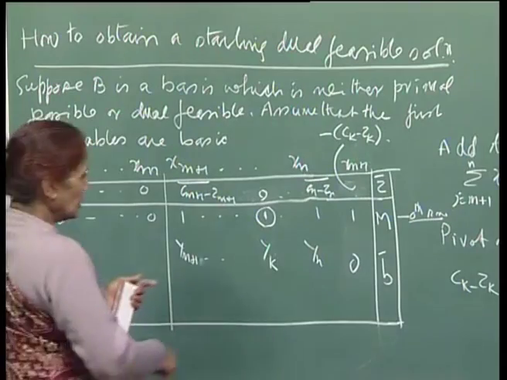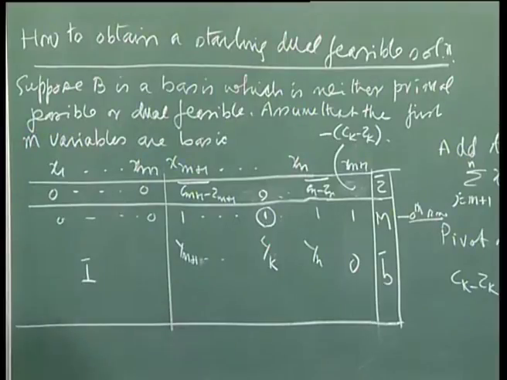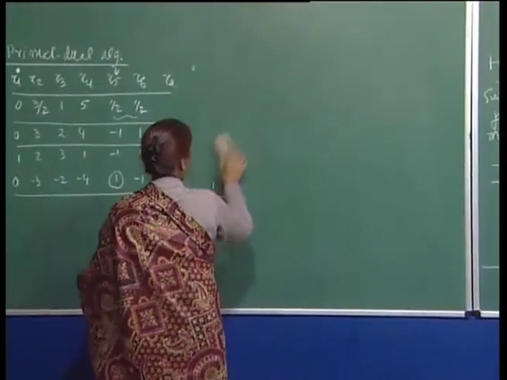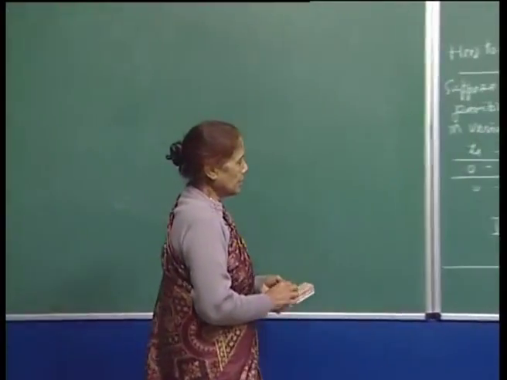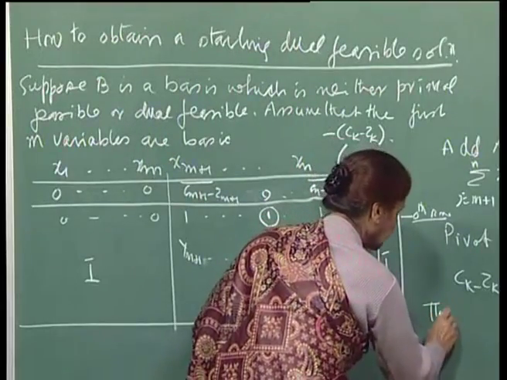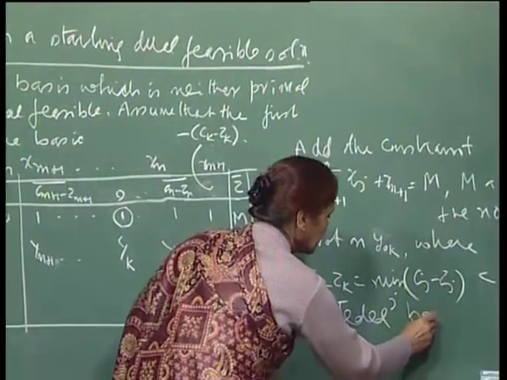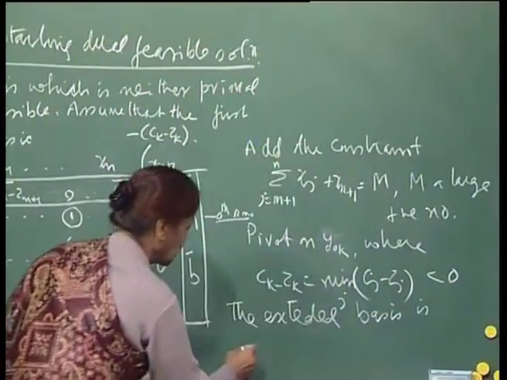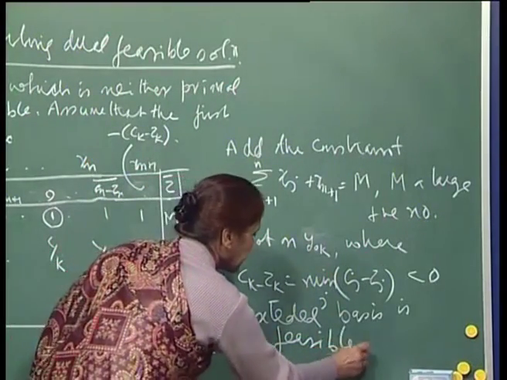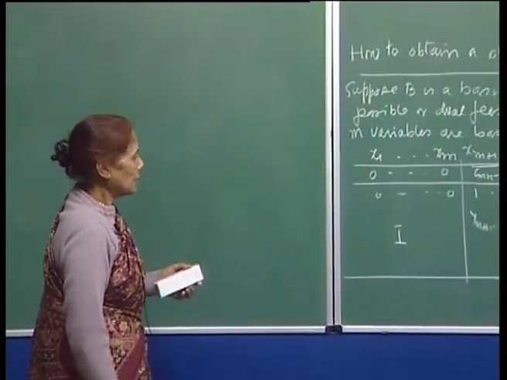And then you will again do the same thing. So, let me give you all the steps here. Actually, you have dual feasibility, you do not have primal feasibility. So, we have obtained a dual feasible solution. So, now the new extended basis is dual feasible, right, because you have non-negativity here, you have a basic solution, right, primal feasibility.